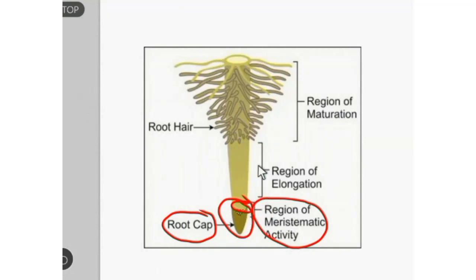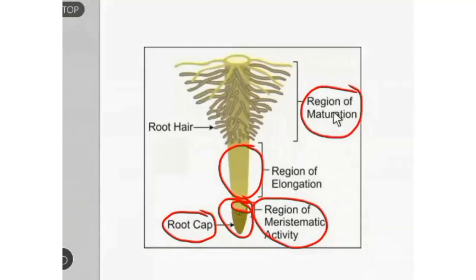Above the region of meristematic activity, there is a region of elongation. Here the cells are rapidly dividing and contributing to the growth of the root. And above this region, the cells are mature and differentiated and take up different functions. Such cells are known as mature cells, and the region is known as the region of maturation.